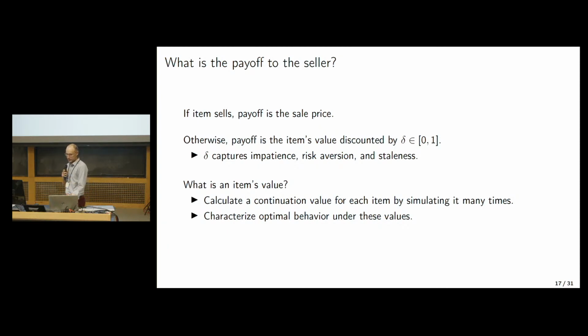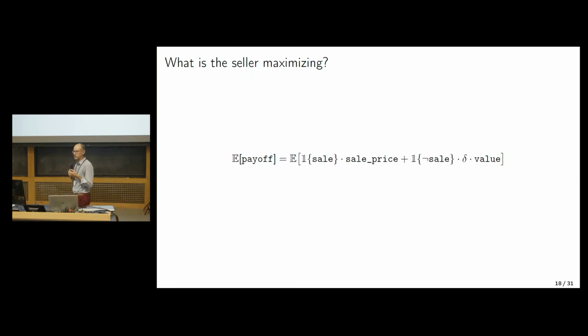Let me just be specific about all of this. The seller is maximizing their expected payoff. In the case in which the item sells, they get the sale price. In the case in which it doesn't sell, they get this discounted value. Delta is a hyperparameter that we choose. And the way that we calculate the value is by simply replacing the expected payoff on the left with value, solving for value, and using the average sale price and the probability of a sale in many, many simulations of this item to calculate the exact continuation value. One thing to note is we don't give the agent the value itself, but it could infer that more or less from the features that it observes.